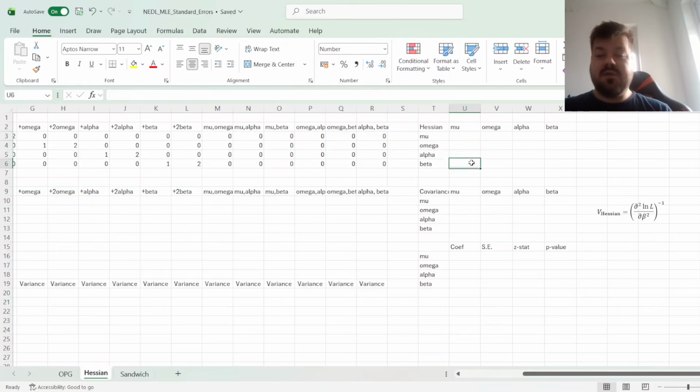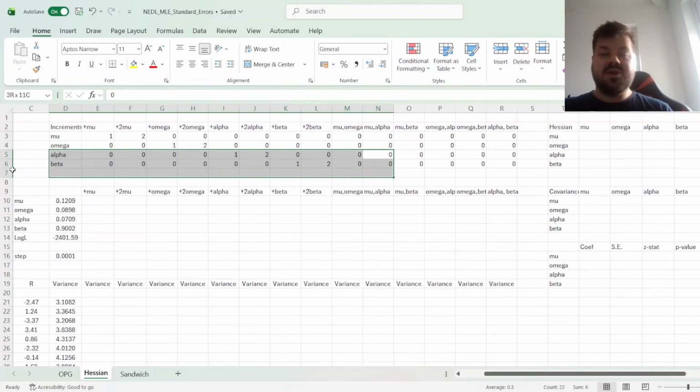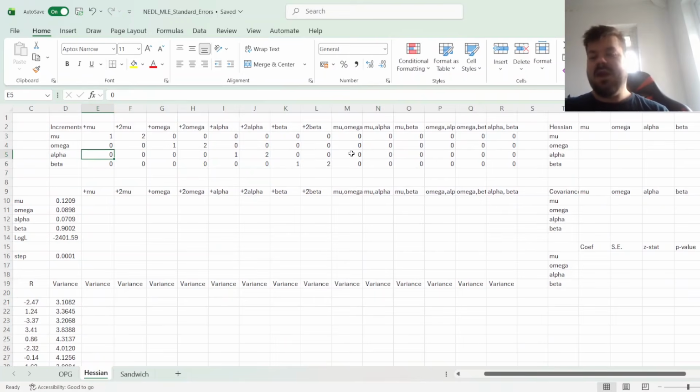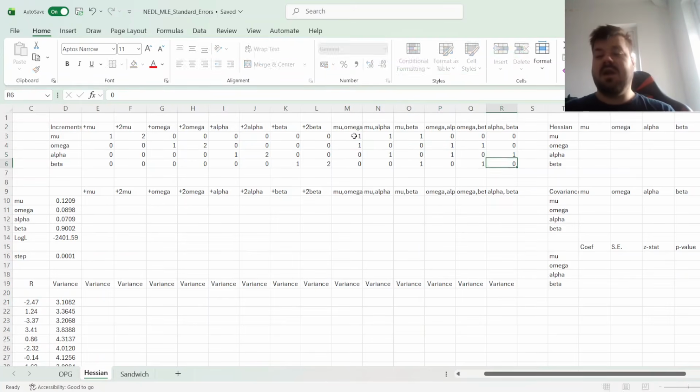However, we also need to fill in the off-diagonal elements here, and that involves second order derivatives with respect to, for instance, mu and omega, mu and alpha, mu and beta, and so on. And here we just need to be careful not to miss any of the pairwise combinations. So mu and omega, mu and alpha, mu and beta, then we have omega and alpha, omega and beta. Omega and mu is the same as mu and omega, so we don't have to worry about it, for instance. And finally, alpha and beta.